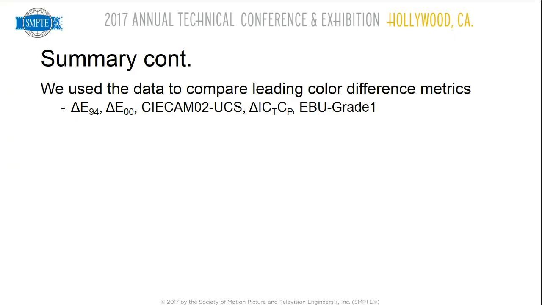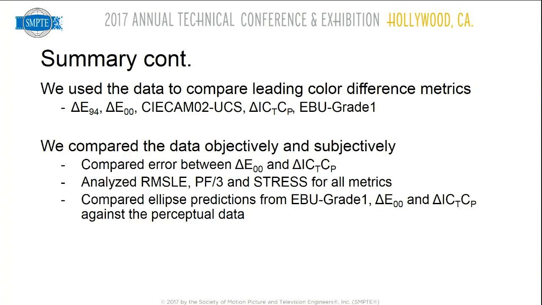Then we took that data and used it to compare leading color difference metrics, such as the ΔE series, CAM02-UCS, ΔICTCP, and the EBU grade 1 specification. We compared that data first, looking at ΔE2000 versus ΔICTCP in that line plot. Then we analyzed some objective metrics. And then finally, we compared how it would affect practical applications through those ellipse plots.